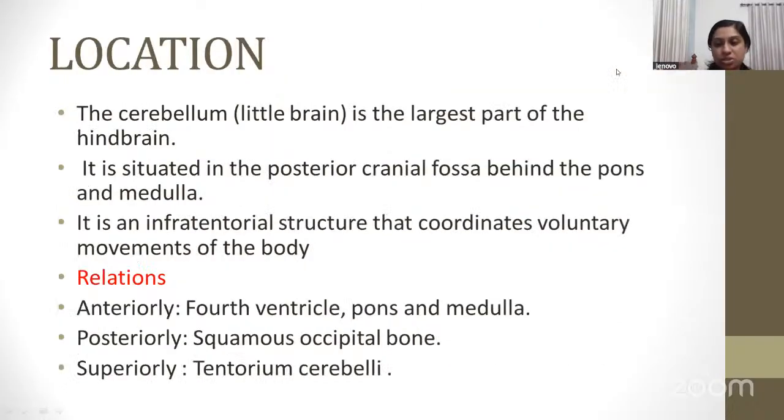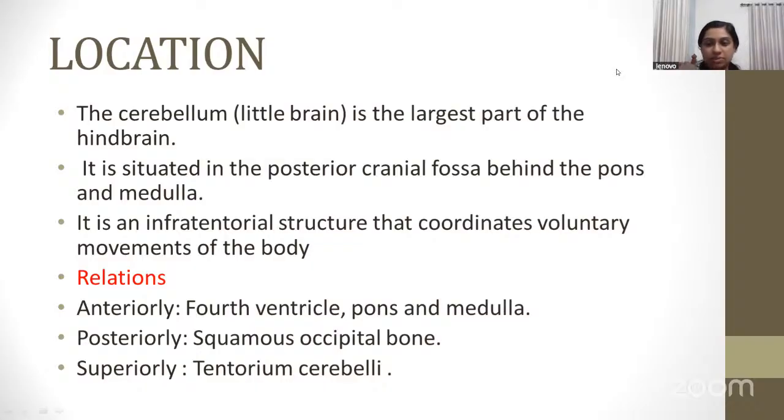So what's the location of cerebellum? As I have already mentioned, it's located in the hindbrain. It's a part of hindbrain. It's the largest part of the hindbrain. It's located in the posterior cranial fossa behind the pons and medulla. And separating the pons and medulla and the cerebellum, we can see the fourth ventricle also. So it's an infratentorial structure.